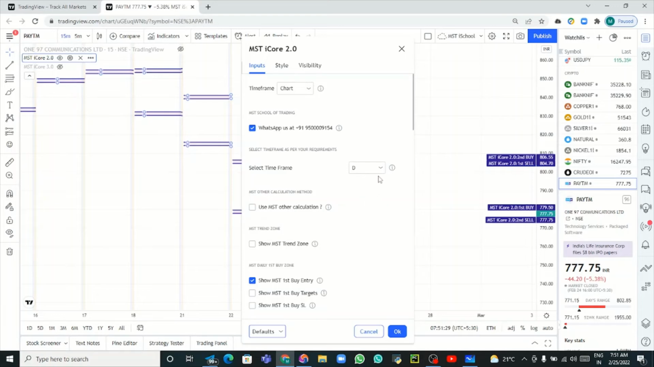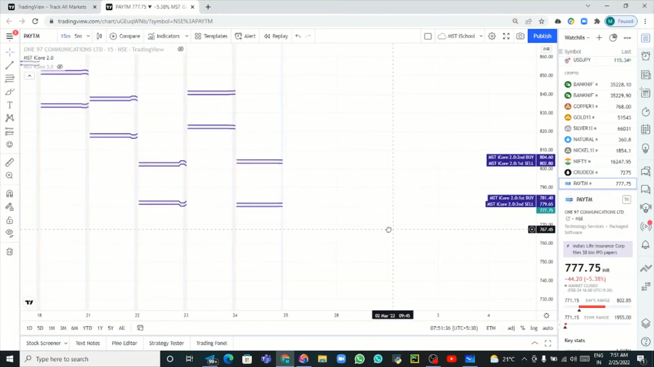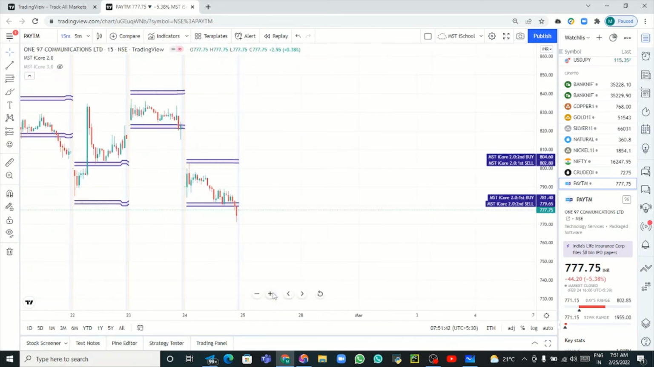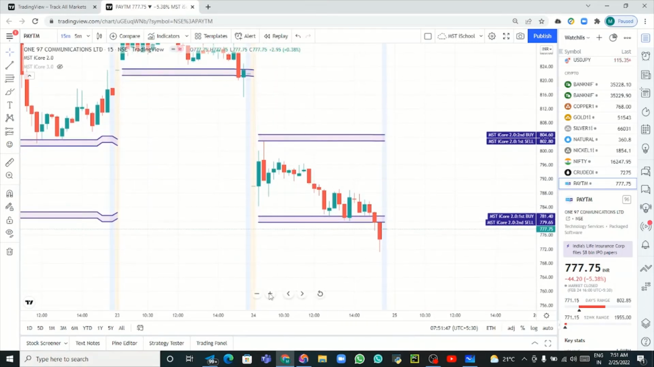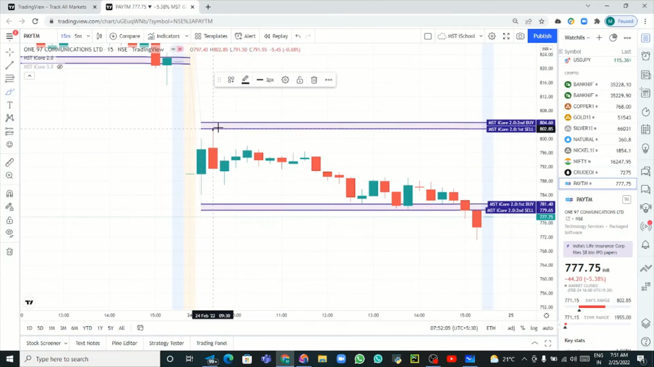Whenever it comes to the starting of the day, you have to start with the default settings, right? For NSE, it is advisable to keep 360-degree. If it is gap up or gap down, keep only the default settings. See here, in Paytm, what happened? Market opened and immediately our levels are getting formed. Between 9:15 and 9:30, exactly our sell entry got activated.